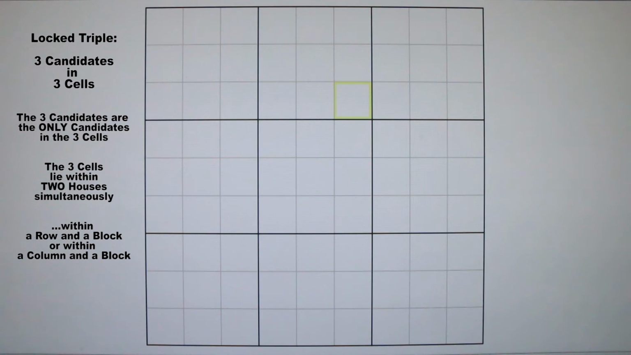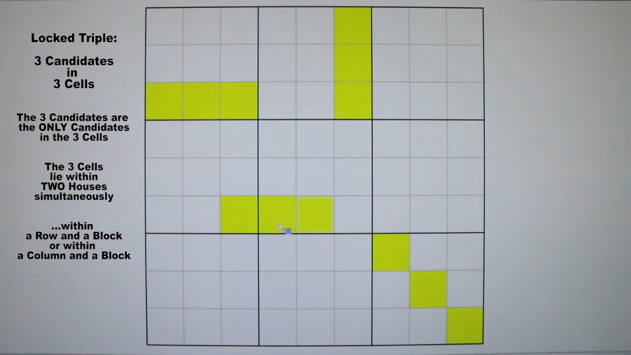And finally, let's take a look at some locked triples. Now the tip-off for these is that they're going to be 3 adjacent cells, and they're going to be either vertical or horizontal, like this or like this. They're not going to be like this because those 3 diagonal cells are not contained in 2 houses at the same time. That can't be. So the only way they can be in 2 houses at the same time is if they're horizontal or vertical.